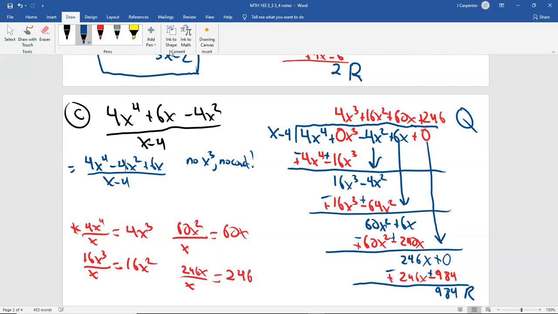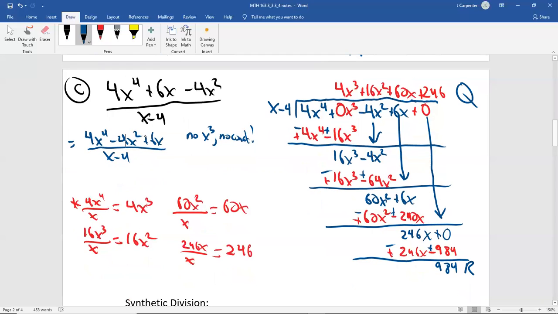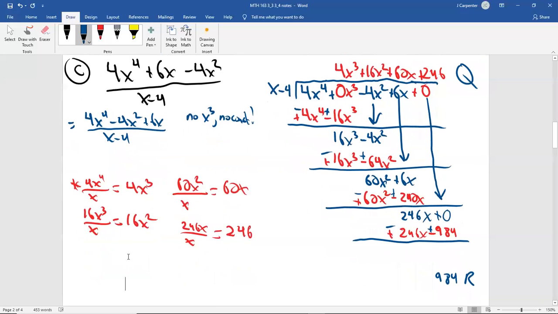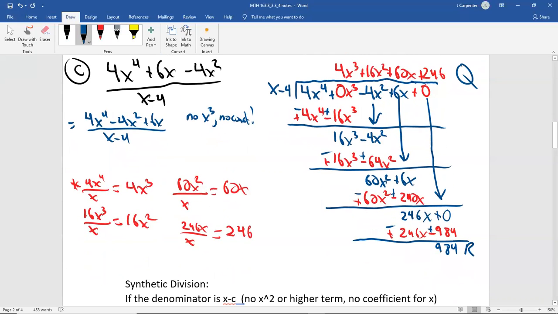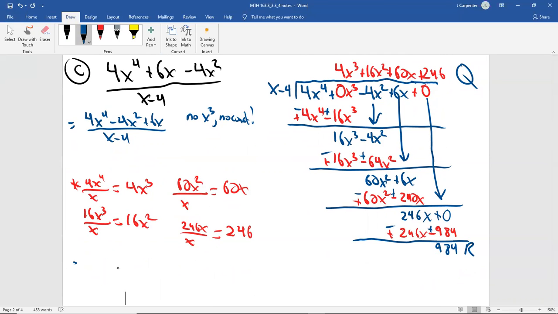There's our quotient. So let me just scroll down here a little bit. Oh, come on, don't do that to me. There we go. So our ultimate answer is the quotient of 4x cubed plus 16x squared plus 60x plus 246, and then plus the remainder of 984 over the original denominator of x minus 4. There we are. Ooh, that got ugly.